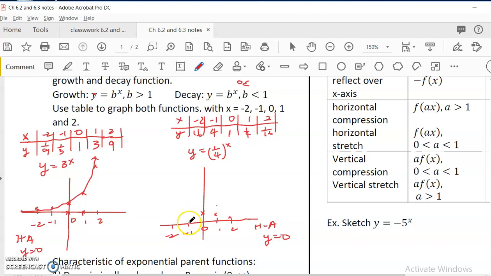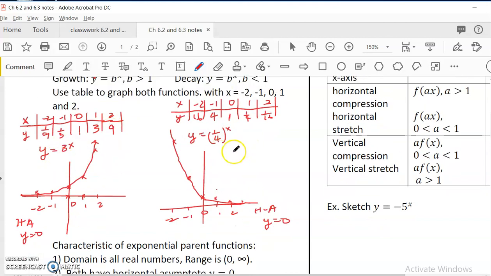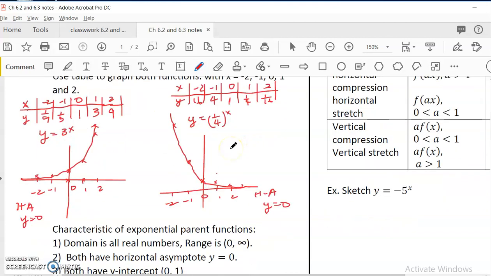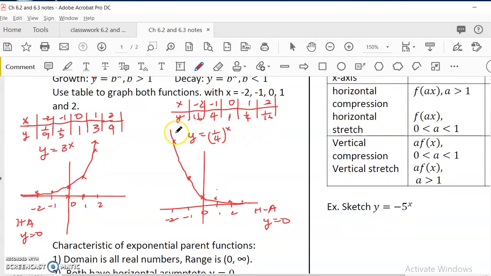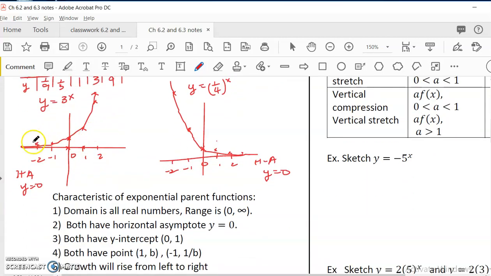And then what about -1? It should be 4, and at -2 it should be 16. So it would come down from infinity and then go down through 0, 1, and then approach the horizontal asymptote. So these are the two versions of exponential function b to the x. b can be any positive number. If it is a fraction, less than 1, it would slope down this way. If it is a growth function, it would go through 0, 1, and then shoot up.